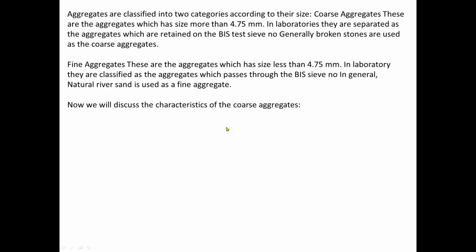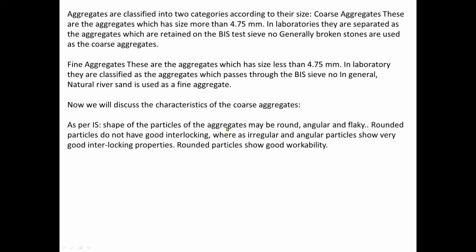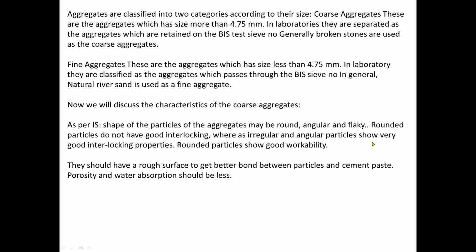Now we'll be discussing the characteristics of the coarse aggregates. As per IS, the shape of the particles of the aggregates may be round, angular, or flaky. Rounded particles do not have good interlocking, whereas irregular and angular particles show very good interlocking properties. Rounded particles show good workability. They should have a rough surface to get better bond.